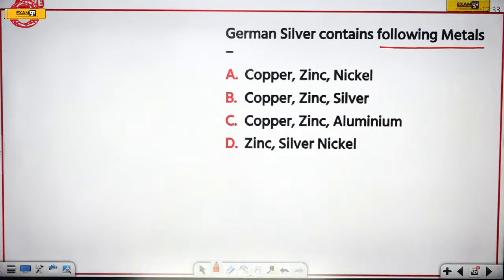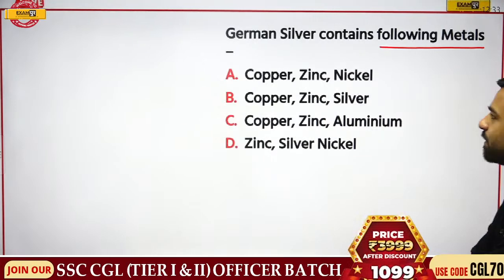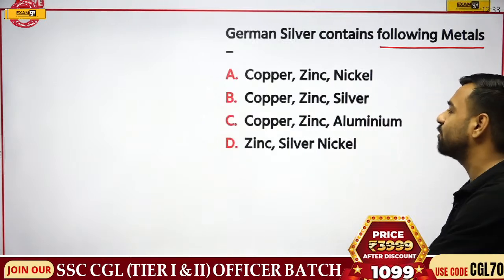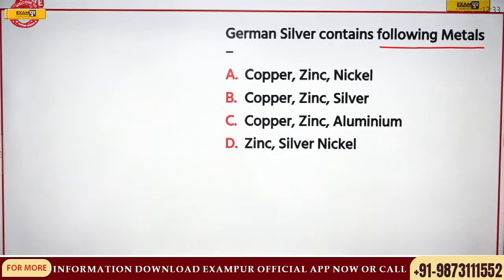German silver is consisting of which of the following metals? Is it copper, zinc, nickel? Is it copper, zinc, silver? Is it copper, zinc, aluminium? Or is it zinc, silver, nickel?